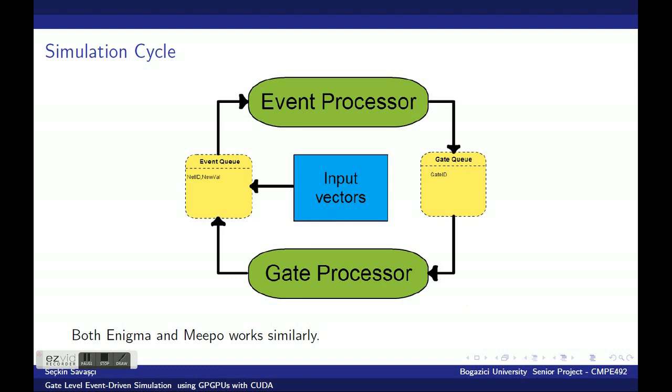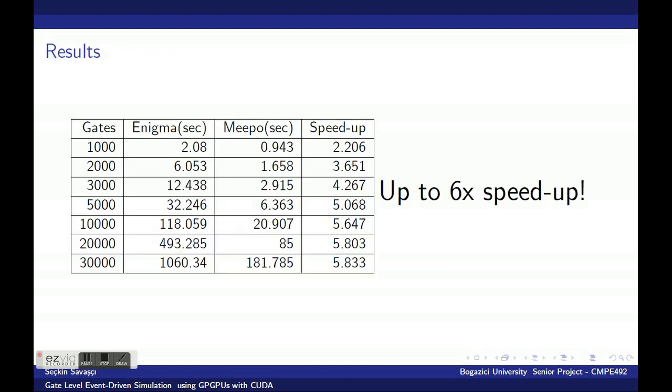For Enigma, the sequential version, the event processor and gate processor are sequential code blocks, and for the Meepo model, or parallel model, the event processor and gate processor are parallelized using CUDA. And what are the results? I have up to 6 times speedup for 30,000 gates. It's quite a speedup. For smaller circuits, I got at least 2 times faster for my parallel version.